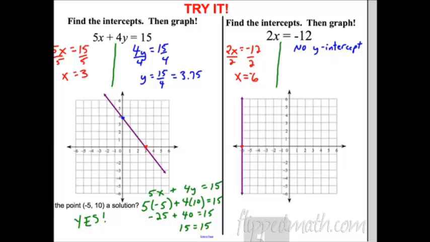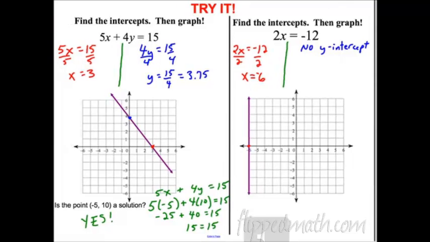Alright, so here are the answers. Whoa, my screen got a little bit off. How about this? Here are the answers here. Check them out. I got the x-intercept at 3, the y-intercept at 4, or 3.75. So I took this fraction, made it a decimal, and then put it on there best I could. Is this point a solution? Yes. Replace your x and the y, plug them in. 15 equals 15. So yes, that would be on the line. Negative 5, positive 10. It's not on my graph, but if you continue, it would be on there.